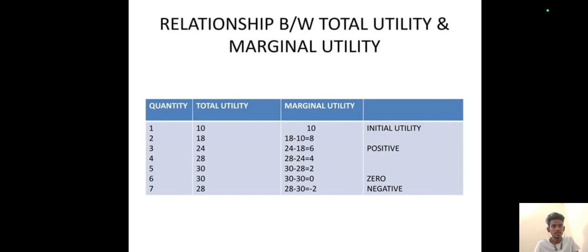For quantity 7, the total utility is 28. It varies from 28 to 30, where marginal utility equals minus 2. Here it comes the negative.